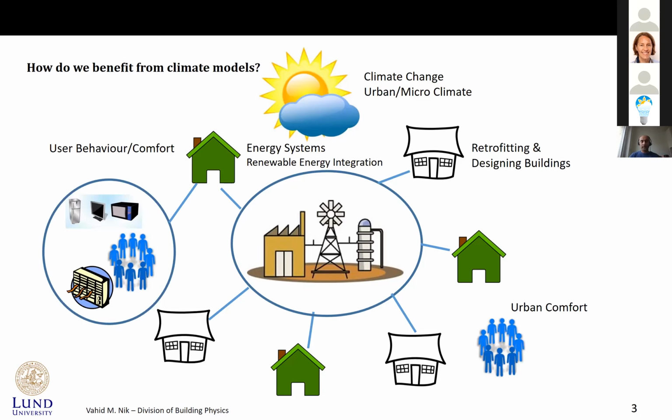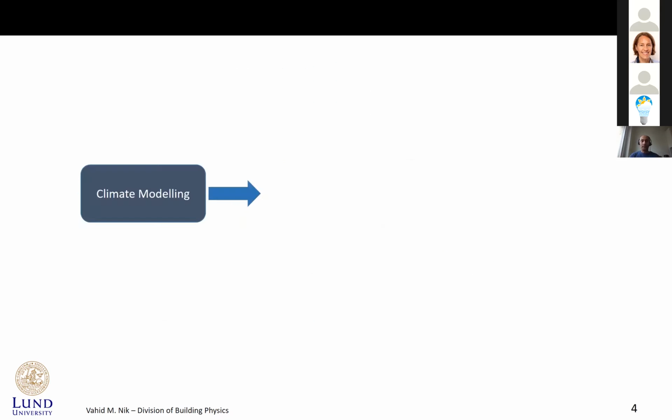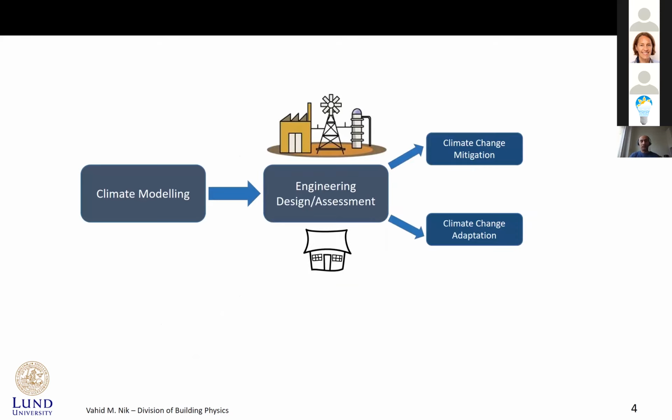For example, we have people inside buildings, different appliances, outdoor comfort, different types of buildings, retrofitting of buildings, and then energy systems. So at the end, there are multiple variables at each part. What we do is use climate modeling outputs, put them in our engineering design and assessment models, and then come up with climate change mitigation and adaptation scenarios. And there are multiple variables in the engineering models.